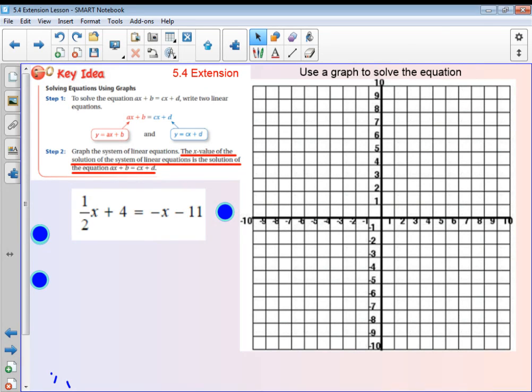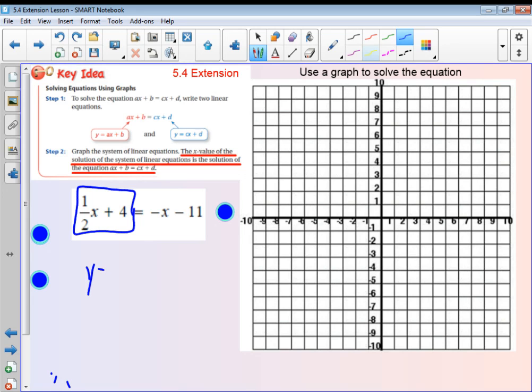Okay, so once again, if you're going to do the graphing, you're thinking of these as two separate equations. So y equals 1/2 x plus 4 and y equals negative 1x minus 11. Okay, so we're going to go ahead and graph both of those. So I'll graph one of them in red. So positive 4, I'm going to go up to 4, put my dot.